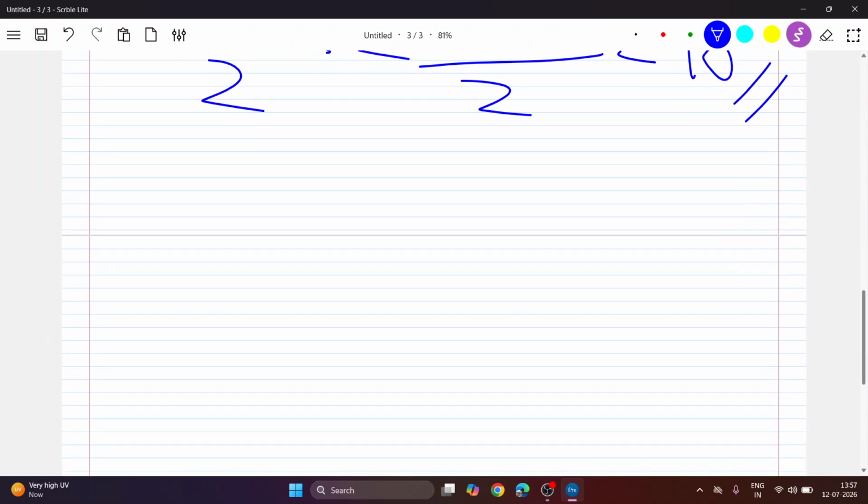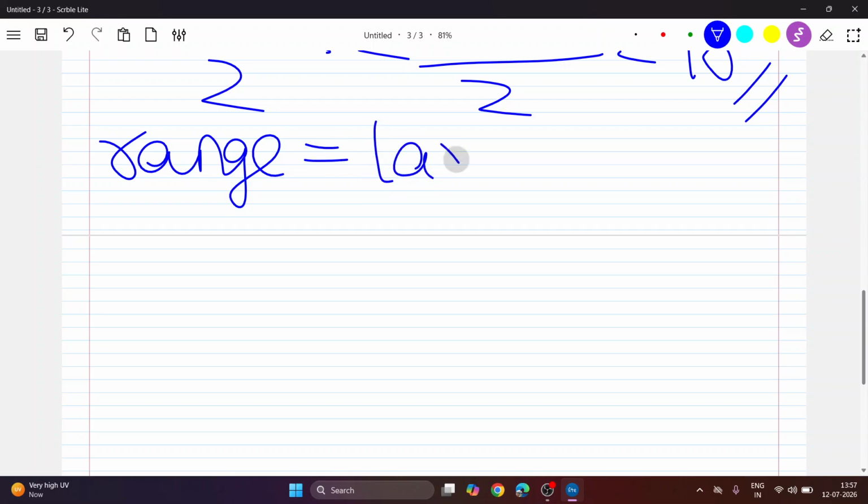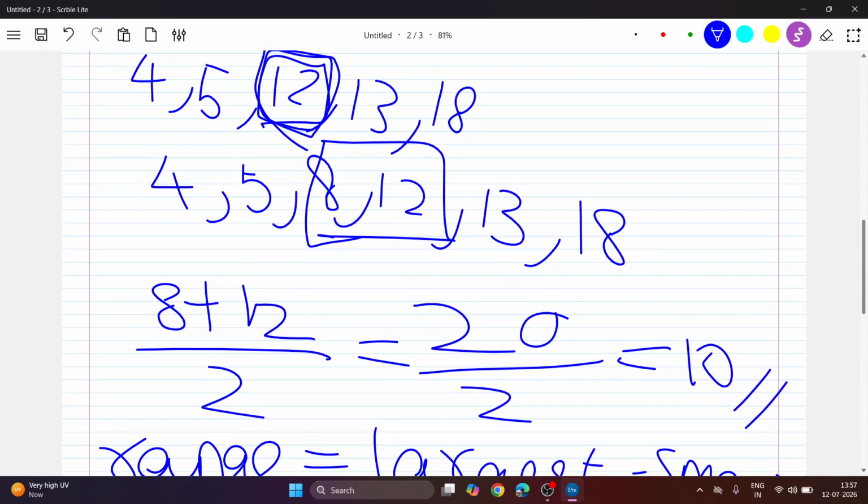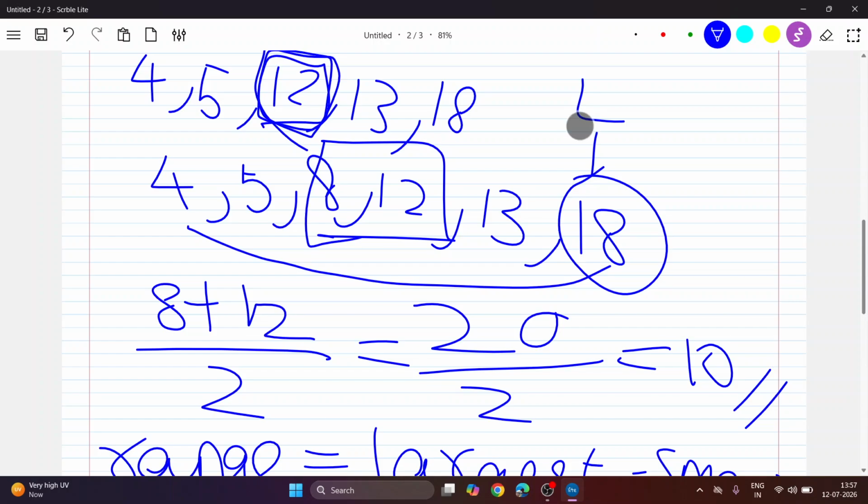And then you have range. Range is nothing but the largest minus the smallest. So here, the range is 18 minus 4, which is 14, right? So 18 is the largest and 4 is the smallest.